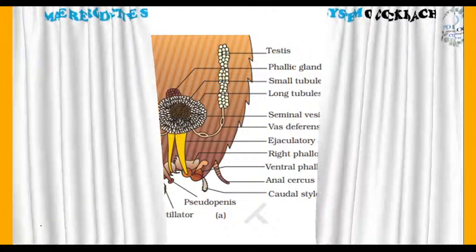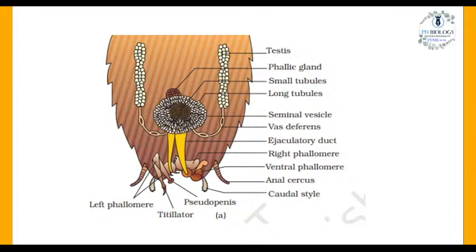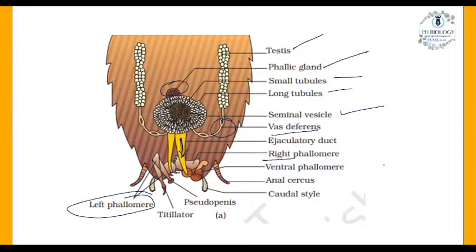Let's see the diagram. Look, the testes, the accessory duct, the phallic gland. Here the small tubular, long tubules in mushroom gland. There the seminal vesicle, and that's the vas deferens part. This is the ejaculatory duct, and the right phallomere and the left phallomere are there. Anal cerci are present here, the anal style is also there. So this is a very important diagram, keep it in mind.